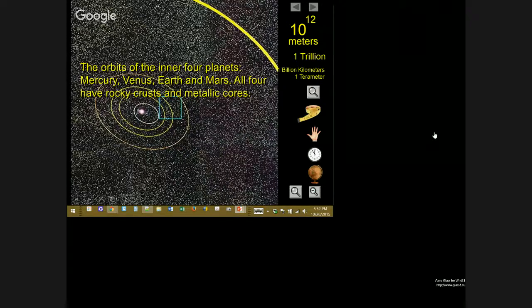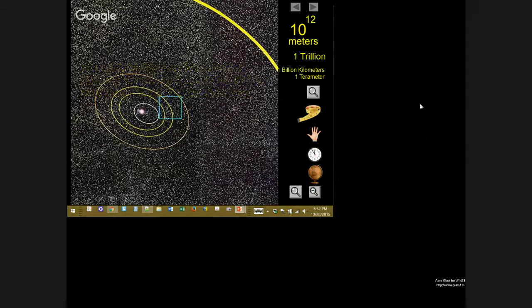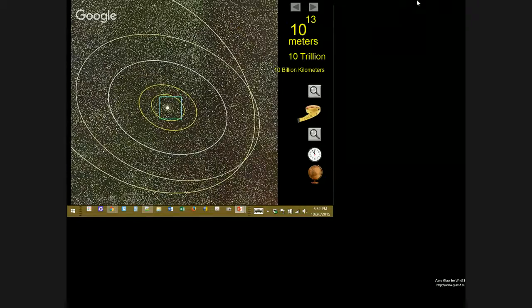Yeah, these are the inner 4 planets here on the inside. 13 steps out. And I think the only thing we don't have on here is Pluto yet.